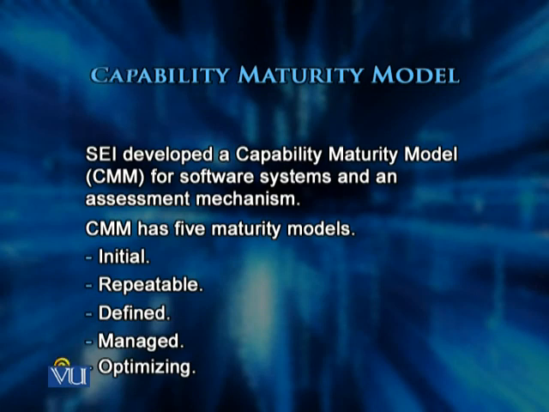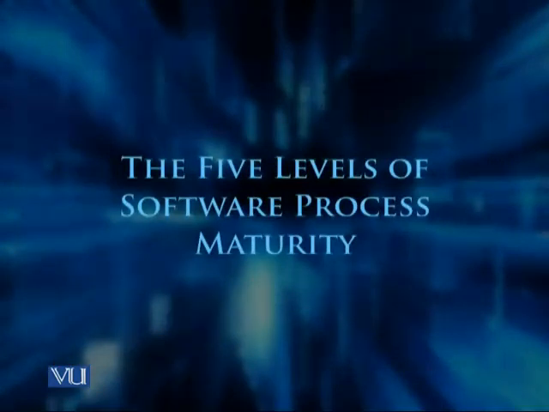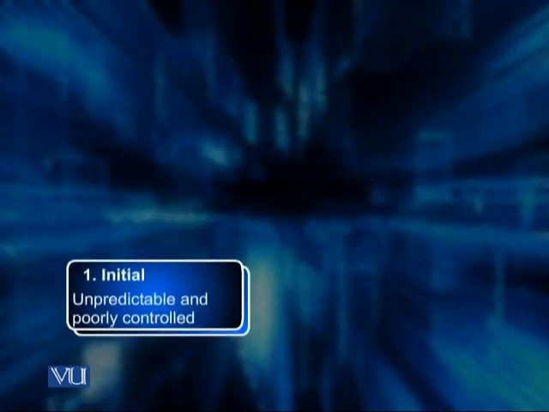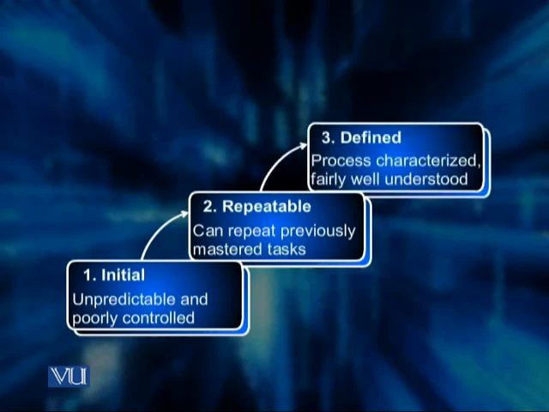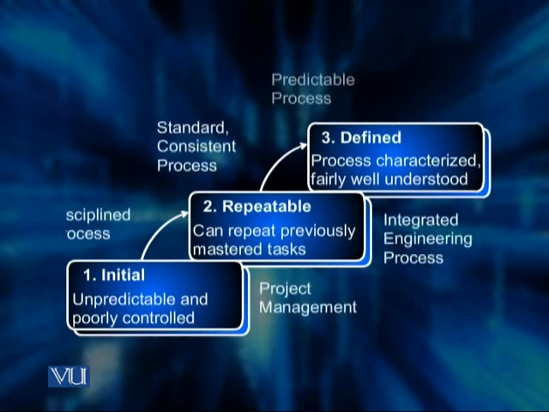So let's see what they are. The 5 levels of software process maturity: at the initial level, they are unpredictable and poorly controlled processes. As you can see on the chart, it's the lowest level. At the second level, the organizations can repeat previously mastered tasks. They have certain disciplined processes. From level 2, the next level is defined, where processes are characterized and fairly well understood within the organization.